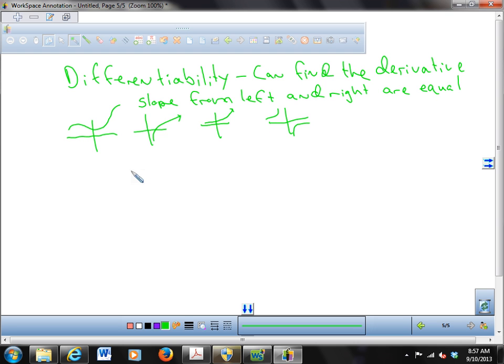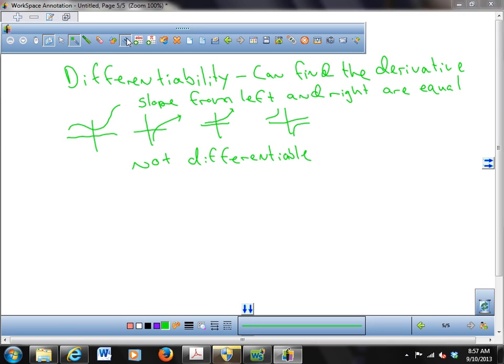Now, things that are not differentiable. This section is more about finding things that are not differentiable than where they are differentiable. Because you can't always find the rate of change of something, which is what you're trying to find when you're finding if it's differentiable.